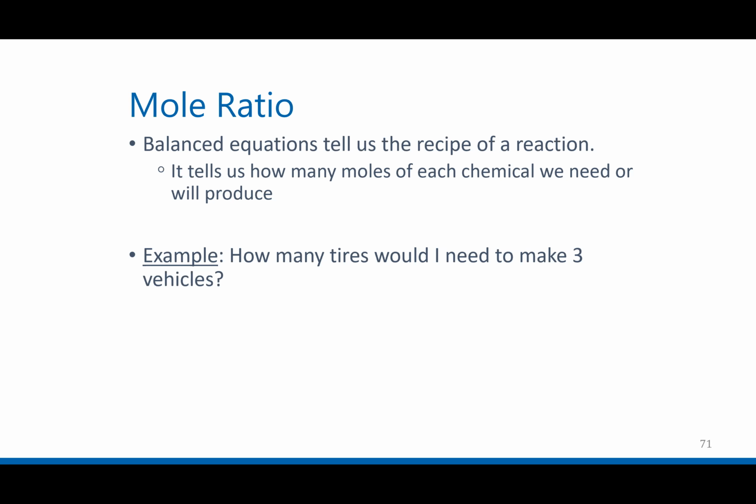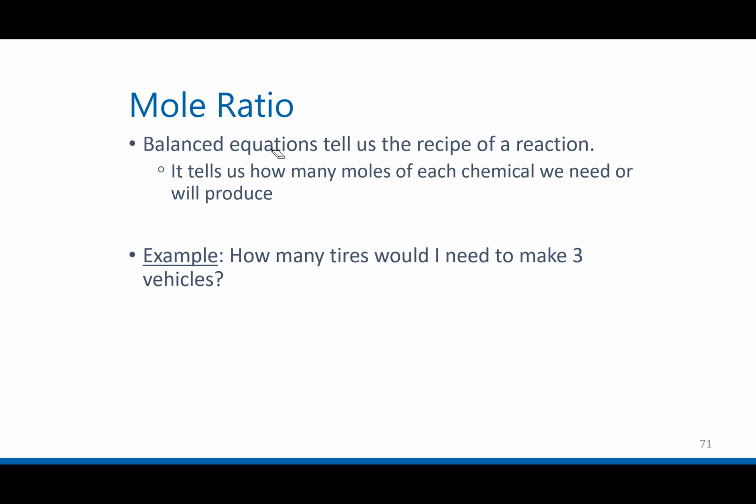So a mole ratio is related to a balanced chemical equation. Balanced chemical equations tell us the recipe of a reaction, and that can tell us, for example, how many chemicals you need to make something happen, or how many chemicals you can make from the ingredients you have in the lab. It's pretty cool, pretty easy, but very important. There's a bit of a weird example there.